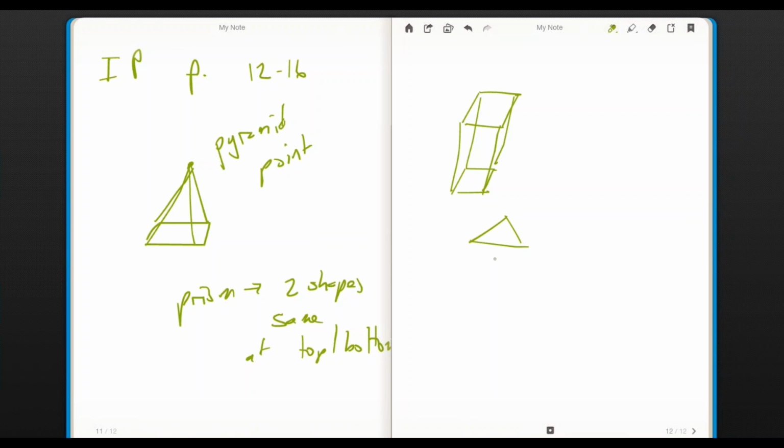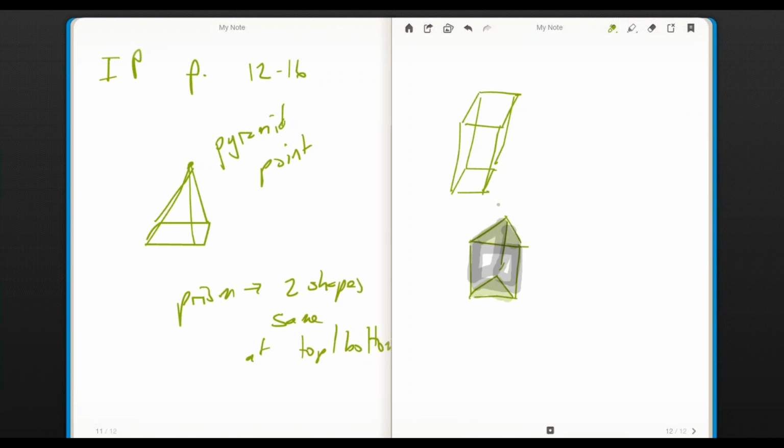Let's do a triangle. Same idea. Okay, this is a triangular prism because I have a triangle on the top, a triangle on the bottom. Notice that the other shapes are not triangles. I actually have 3 rectangles. Okay, and so that's a triangular prism. It's a triangular prism because the bases, the top and bottom, are triangles. So the hint is there to give you the name of the solids.